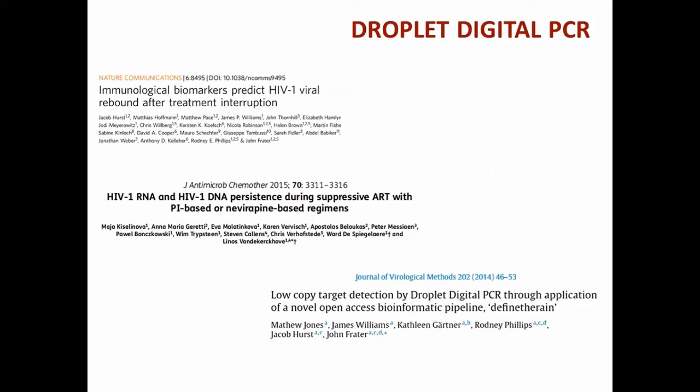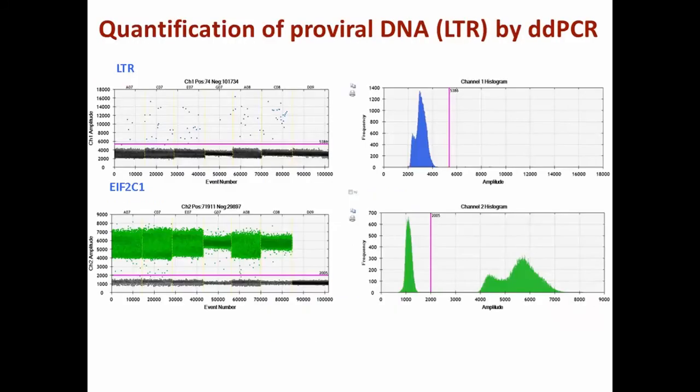Actually, the methodologies were very well known because there are several groups that have developed the technology to measure HIV DNA within cells, and these are some examples of what we have done with the quantification of the proviral DNA in terms of LTR by digital droplet PCR. This is the quantification of the virus in the two channels. On channel 1 we measure the LTR from the virus, in channel 2 the eukaryotic translation initiation factor 2C1, which is a very well-known reporter gene present in all cells.